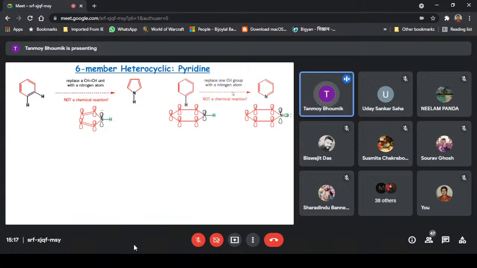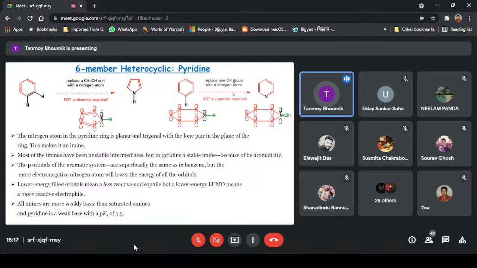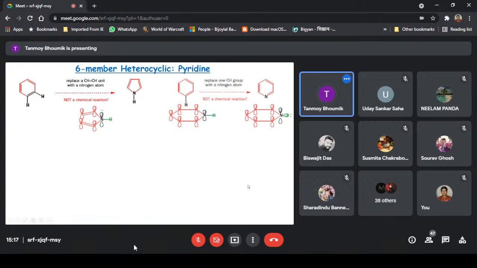Now we're going to discuss the 6-member heterocycle, that is pyridine. The 6-member heterocyclic compounds are less reactive, very much less reactive than the 5-member ring. The nitrogen atom in this pyridine ring is planar and trigonal, with the lone pair in the plane, and thus it is an imine compound. Most imines are unstable intermediates, but pyridine is a stable imine because of its aromaticity. The p orbitals of the aromatic system are similar to those of benzene.